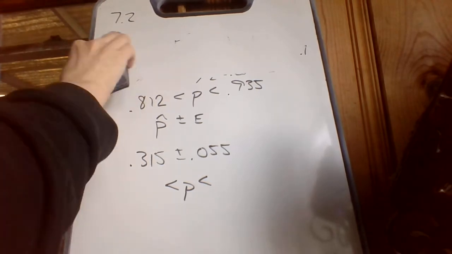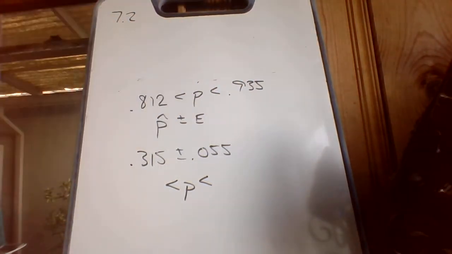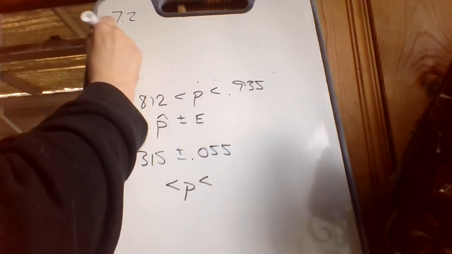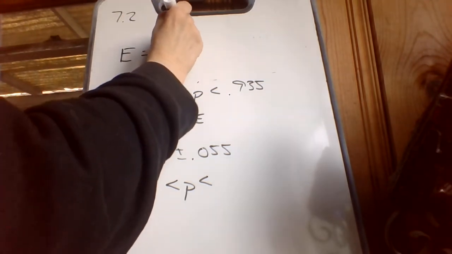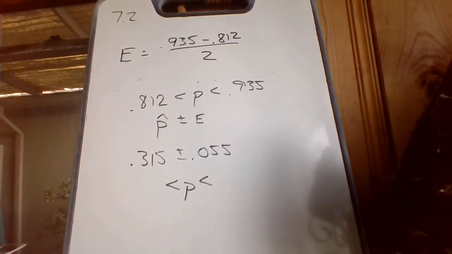Okay, so basically this problem is asking to do big minus little divide by 2, and it's asking to average them. So big minus little divide by 2: 0.935 minus 0.812, divided by 2, is 0.057.